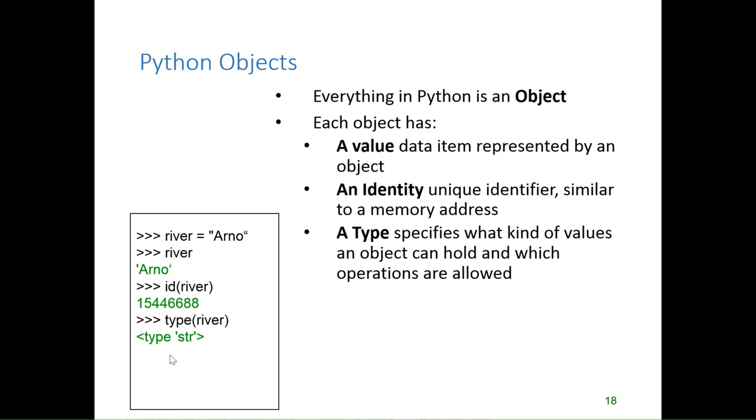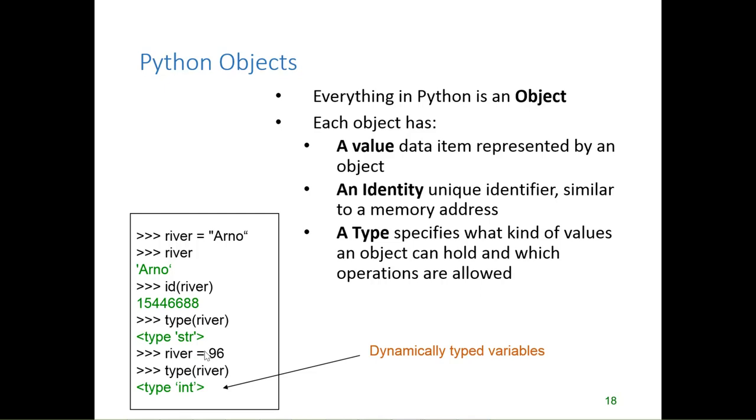And then the third thing that you have is a type. So what's the data type of a variable? It's the kind of value that the object holds, and it dictates what operations are going to be allowed for that object. So we can say type and put parentheses with river inside, and it tells us type is str, which stands for string. We'll go over strings in a little bit.